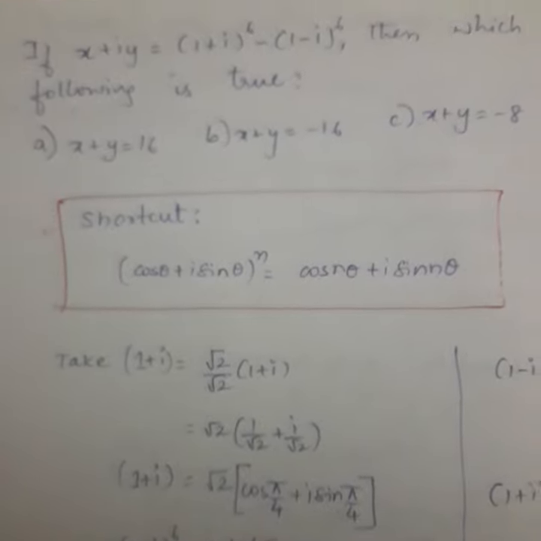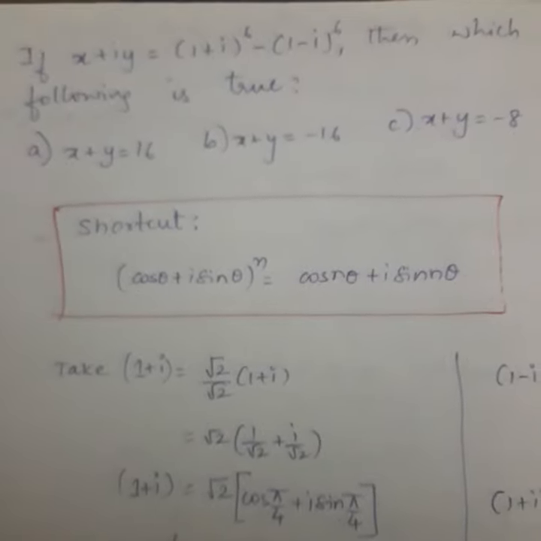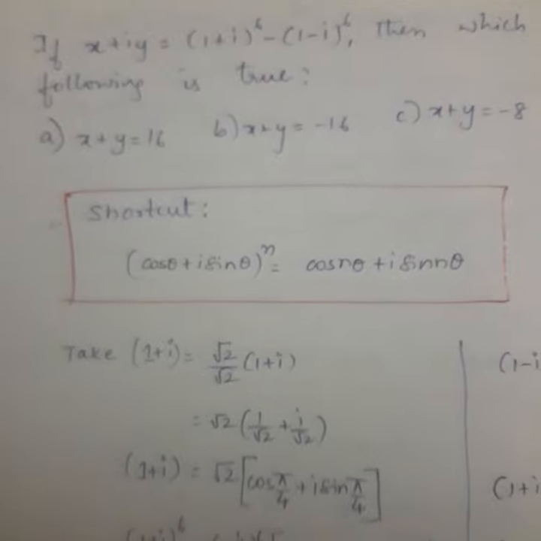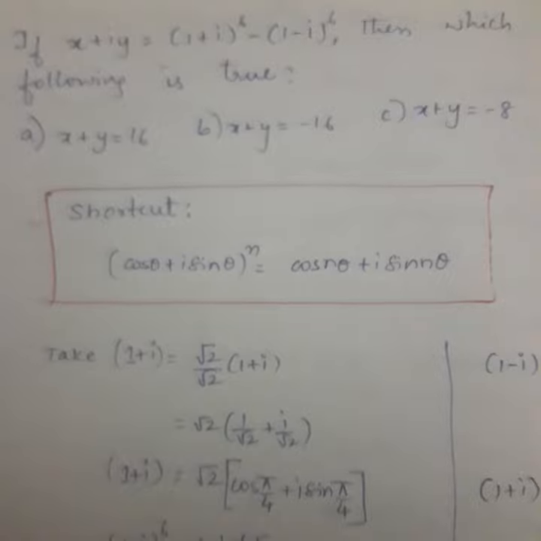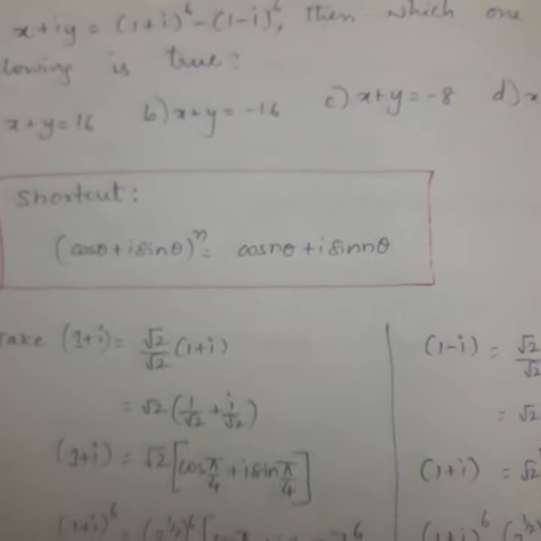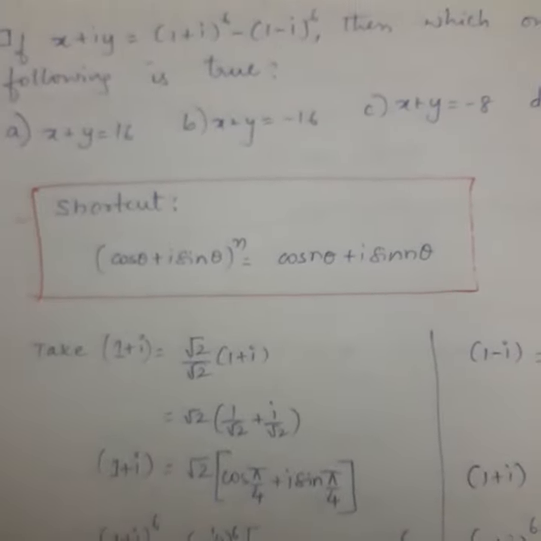Today I come up with one more shortcut related to MSET. Let's see the question. What does the question say? The question says: if x plus iy is equal to (1 plus i) to the power of 6 minus (1 minus i) to the power of 6, then which one of the following is true? He has given 4 equations.